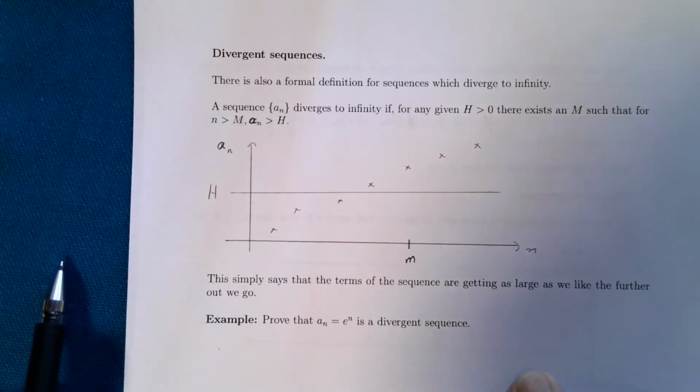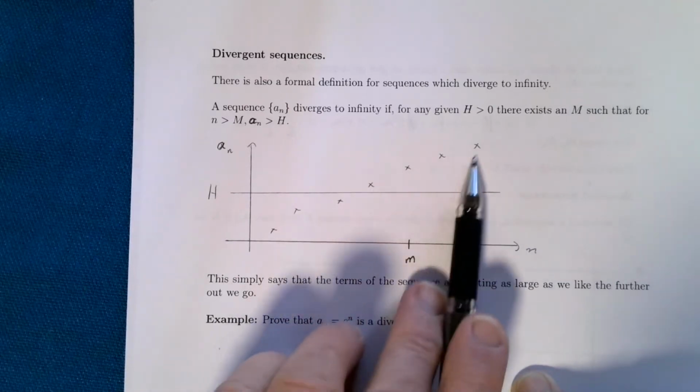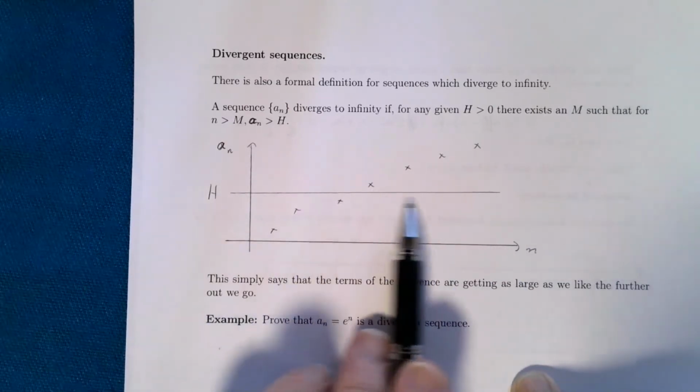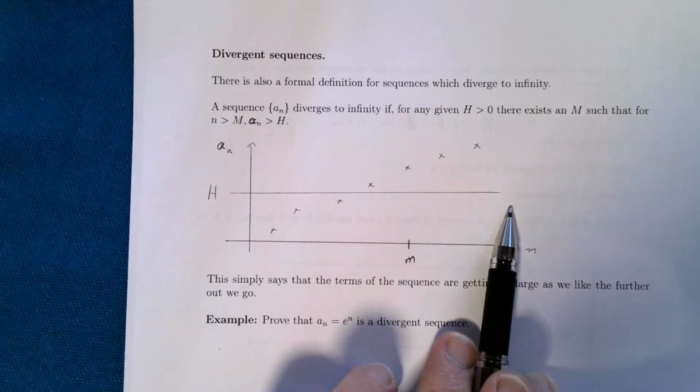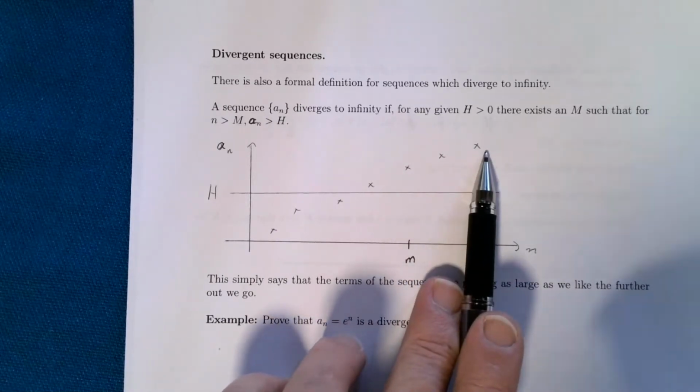That's the basic idea of what we mean by diverge to infinity. The terms just keep getting bigger and bigger and bigger. So if I try and stop them somewhere, well, it doesn't work. You can eventually get past that barrier.